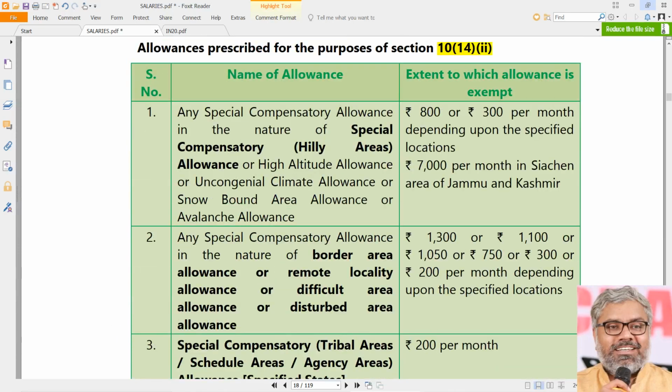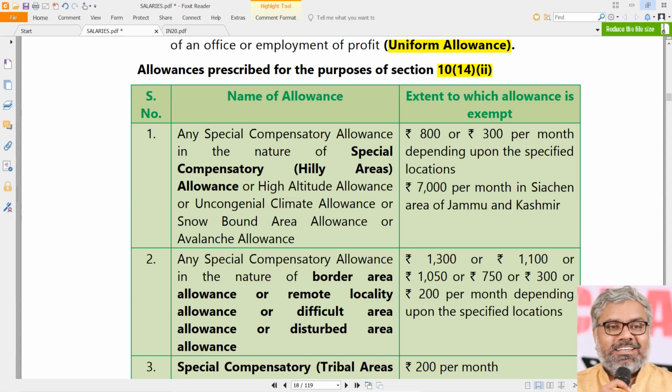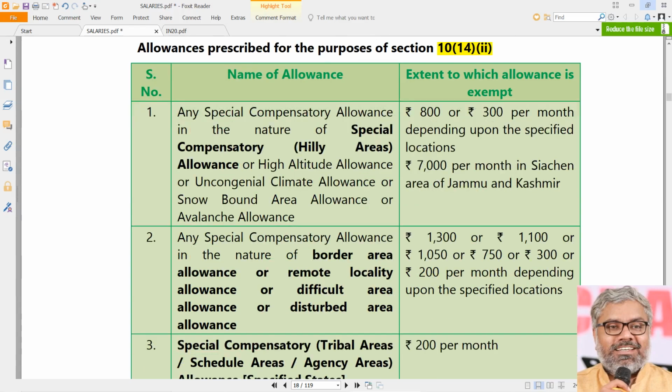So I would say some of them only are enough to be remembered, because some of them are not possible to be remembered also. That is why they may not be relevant for exam purposes. But the law is not made for exam. Law is for everybody. So look at the first one. Just for general knowledge, you can look at it, but don't remember that. First one, special compensatory allowance.